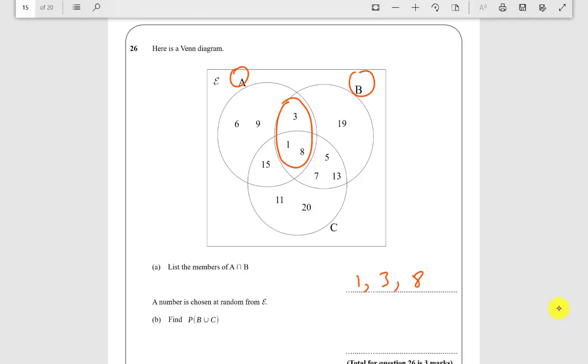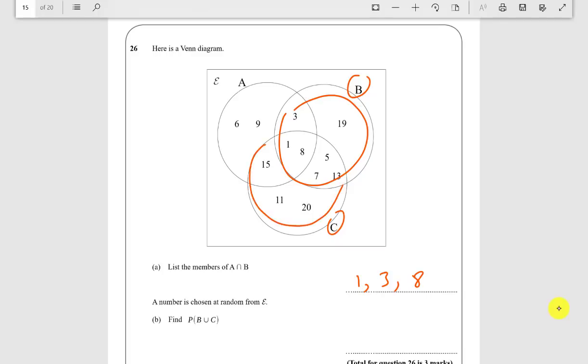A number chosen at random from the universal set. So that's the universal set, everything. Find probability of B union C. So we need to look at B union C. So everything in B and everything in C, but not A. A is not involved here. So we're going to look at all of this and all of this as well.